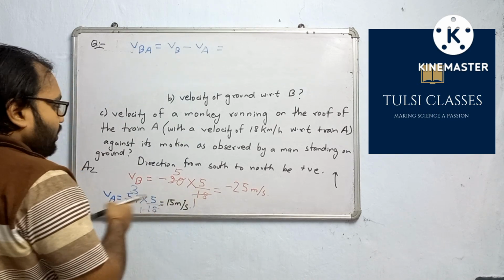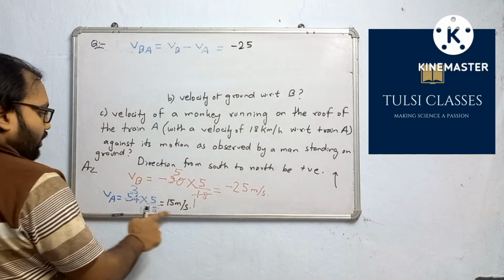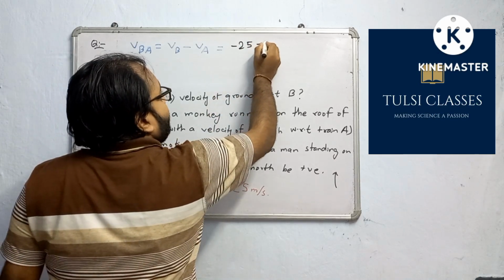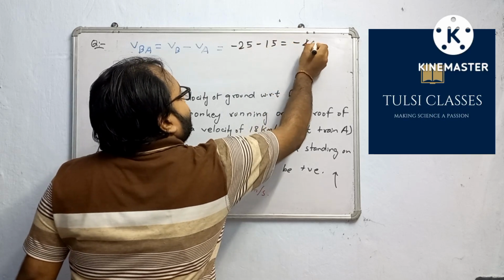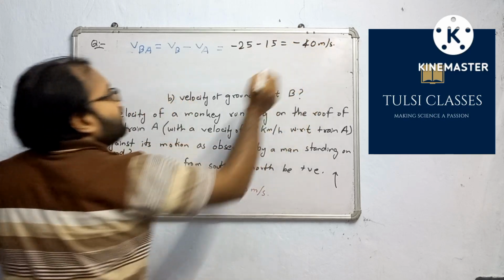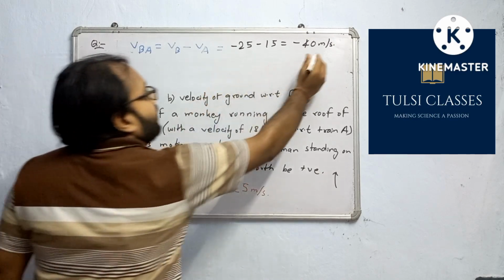VB is minus 25. Minus 25. VA is 15. VB minus VA, you will get minus 40 meter per second. This is the answer for A, that is velocity of train B with respect to A.